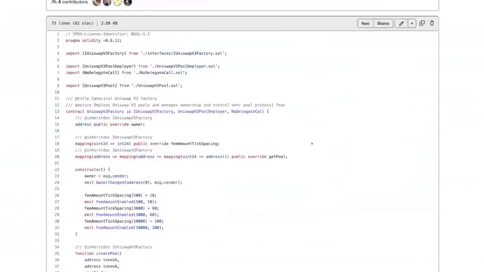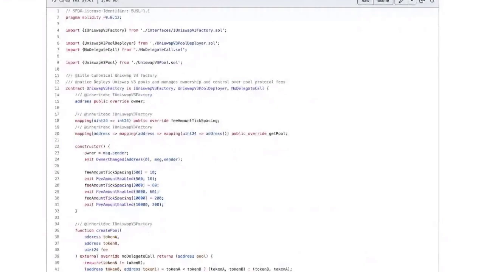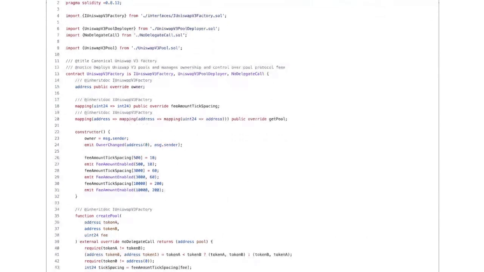Cool. So that is the license story. So it imports a few things, and then it inherits the interface and a pool deployer and no delegate call. Interesting. That's also in core. I wonder why. We can look at that soon. Which one, the no delegate call? Why it uses the no delegate call contract, but we can look at that contract later maybe and see what it does.